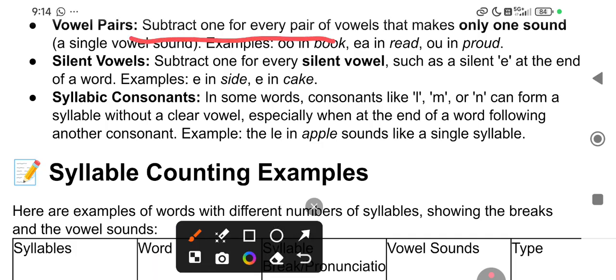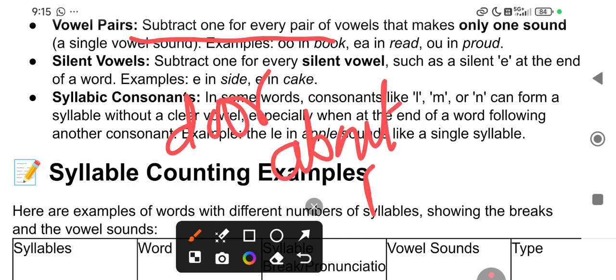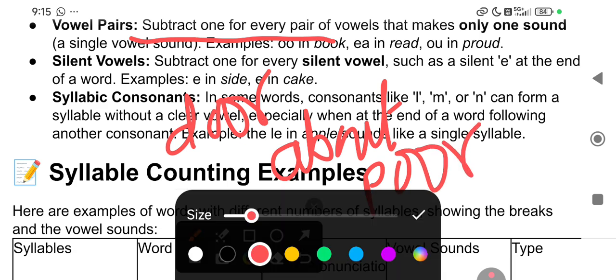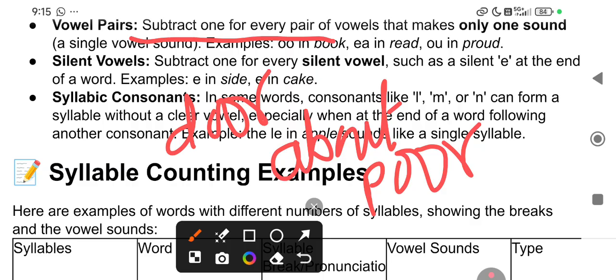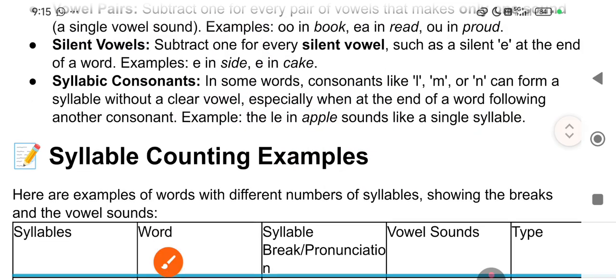Vowel pairs: subtract one for each pair of vowels. Suppose door, about, put, poor, right? So here don't count two vowels. It will be one. Subtract one vowel for each pair of vowels, that makes only one sound, because though there are two vowels, they make a single sound.